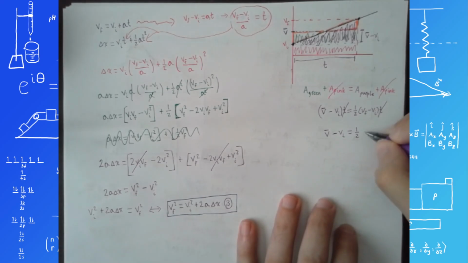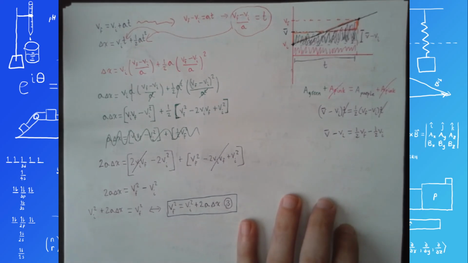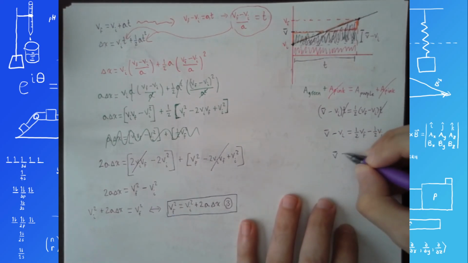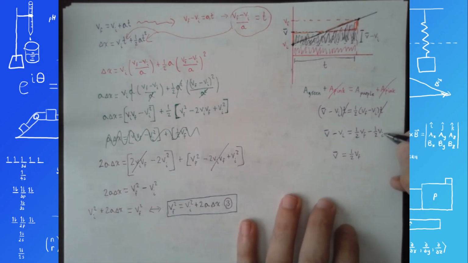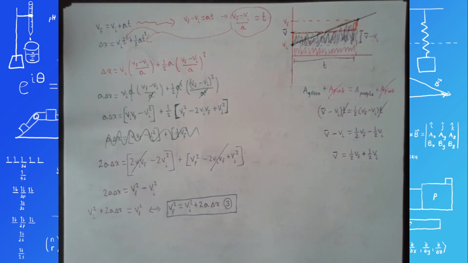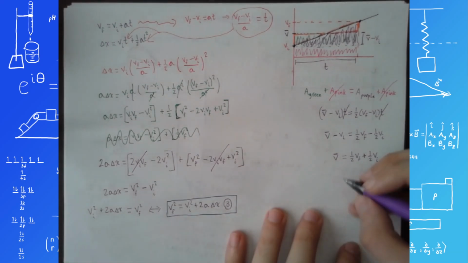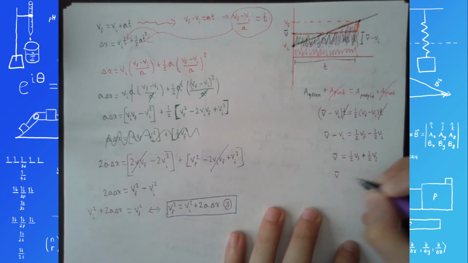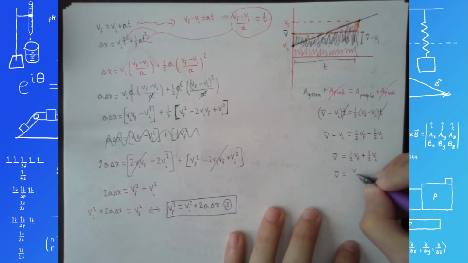1/2 v final, if I distribute the 1/2, minus 1/2 v initial. And if I add v initial to both sides, then I get v average equals 1/2 v final, and then negative 1/2 plus 1 is positive 1/2 v initial. So we factor out the 1/2 now, and what we end up with is v average equals v final plus v initial over 2.